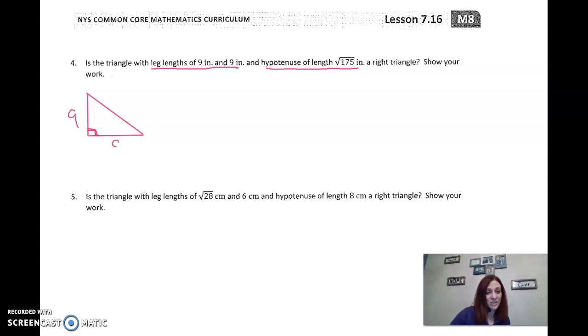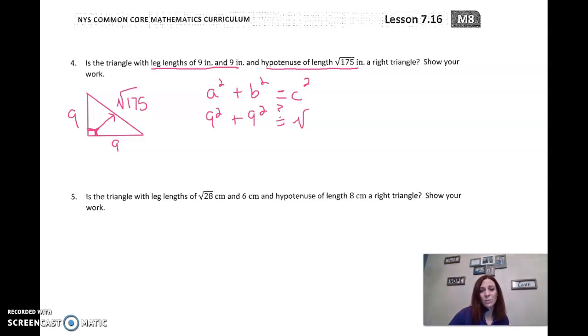So if it's 9 inches and 9 inches, I'll put those there. Hypotenuse is the longest side. It's the side across from the right angle. So I'm going to say the square root of 175 there. Okay? Plug things in. But again, now we're not trying to find a missing side length. We're more like, all right, does 9 squared plus 9 squared equal the square root of 175 squared?